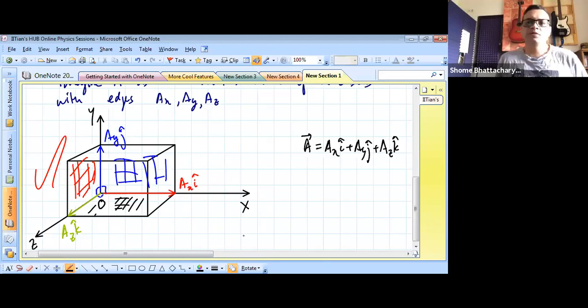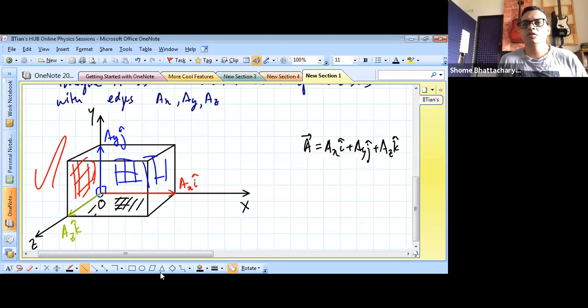Here we've drawn a cuboid, and the three mutually perpendicular edges of the cuboid are of length Ex, Ey, and Ez. So this particular edge from the origin, you can treat like a displacement vector, Ex i cap. This edge from the origin to this corner, we can treat as Ey j cap, and similarly this vector becomes Ez k cap. Now let's see how the summation of these three is going to work out.